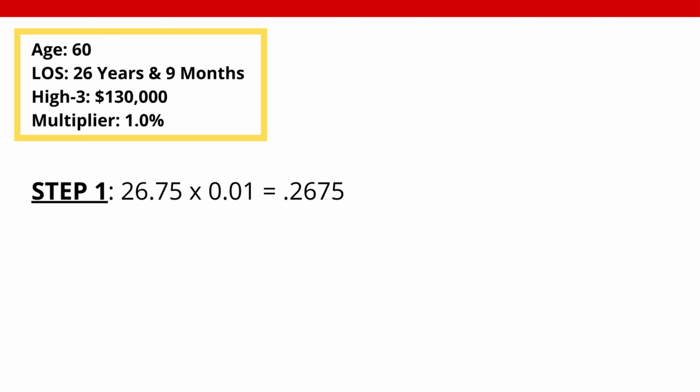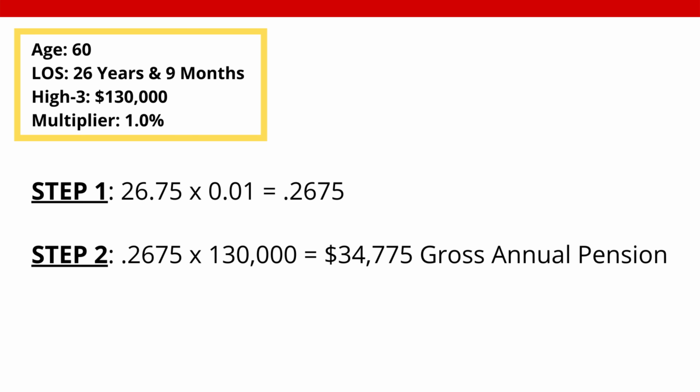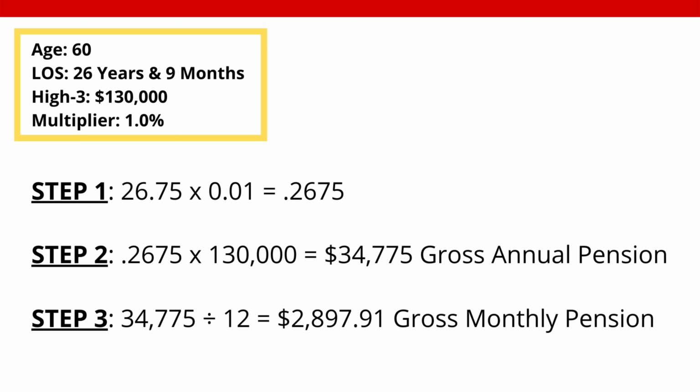So the first step is to multiply Michael's length of service of 26.75 times his pension multiplier of 1%. Step 2 is to multiply the 0.2675 by his high 3 of $130,000, which equals his gross annual pension of $34,775. Now, some people may stop at step 2 with the annual pension amount, but since the pension is paid out monthly, and most people set their household spending based on monthly income, I prefer completing step 3, which is dividing the gross annual amount of $34,775 by 12.